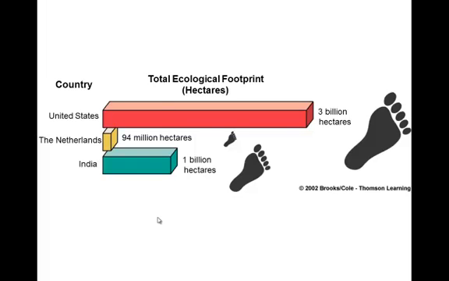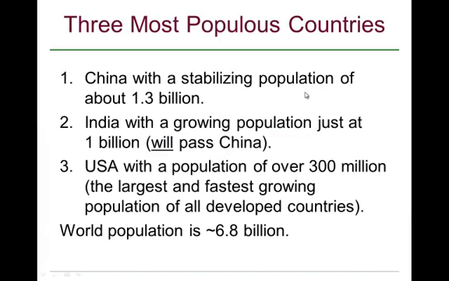In addition to knowing the global population, you should know the population of the three most populous countries. And these are actually a little old. I have world population as 6.8. It's really 7 billion. China has a stabilizing population of about 1.3 billion. India has a growing population that's just at 1 billion, and definitely India will go well past China. And the United States, the most populous of the developed countries, has 300 million. So it's the largest and fastest growing population of all the developed countries.